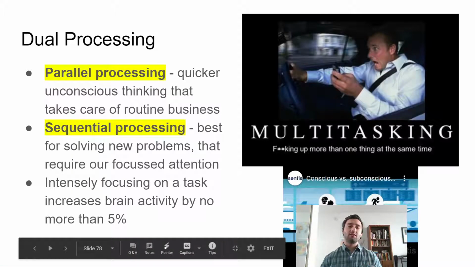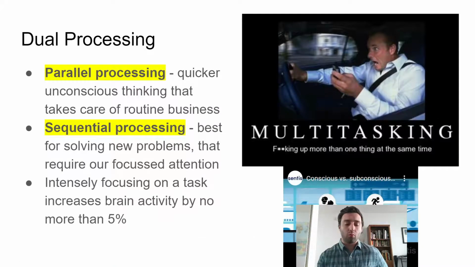So let's talk about these different types of processing. We can break dual processing into two different types. The first one is parallel processing. Parallel processing is our unconscious, very quick, reactionary thought, I guess you could say. Again, these are things that are unconscious, so we're not actively aware of them.